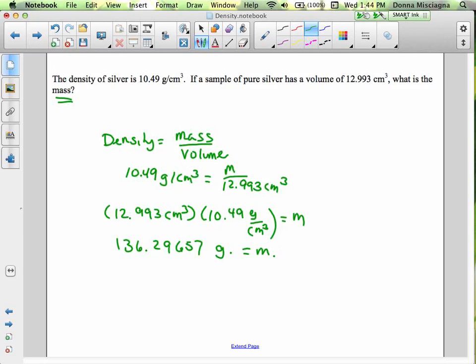And I'm going to put mass. Any questions on this one? Pretty simple. A calculator is really going to be necessary on these problems, because a lot of times the multiplication and division is a little on the tedious side. So you're going to want a calculator.